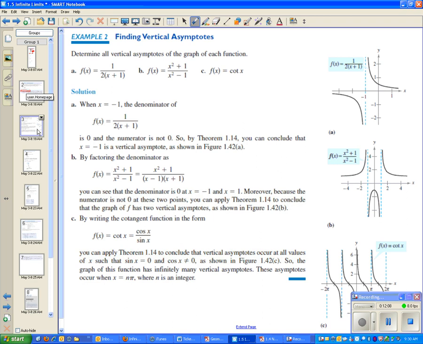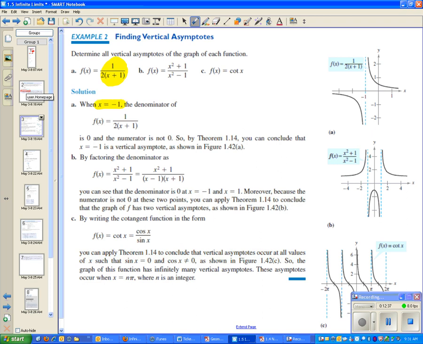It says determine all vertical asymptotes of the graph of each function. So let's just go through these fairly quickly. We'll do the math. Well, you'll do a lot of the math later. Let's just look at the idea here, okay? So on A, there's no way, there's no common factors to divide out. There aren't any removable discontinuities for that function, okay?